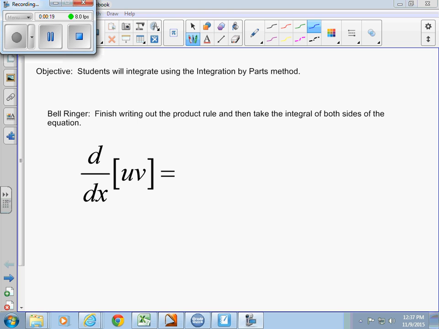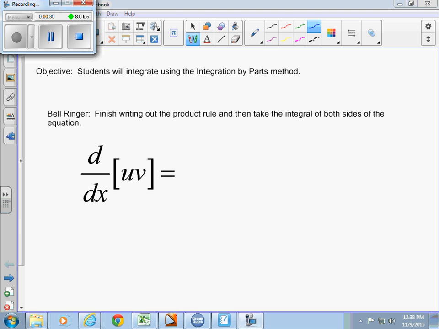Maybe calculus. What I would do on developer is finish writing the product rule and then take the integral of both sides. Of course, at this point, you have no idea why you're doing this, but you're working toward the proof of the formula we're going to be using today.